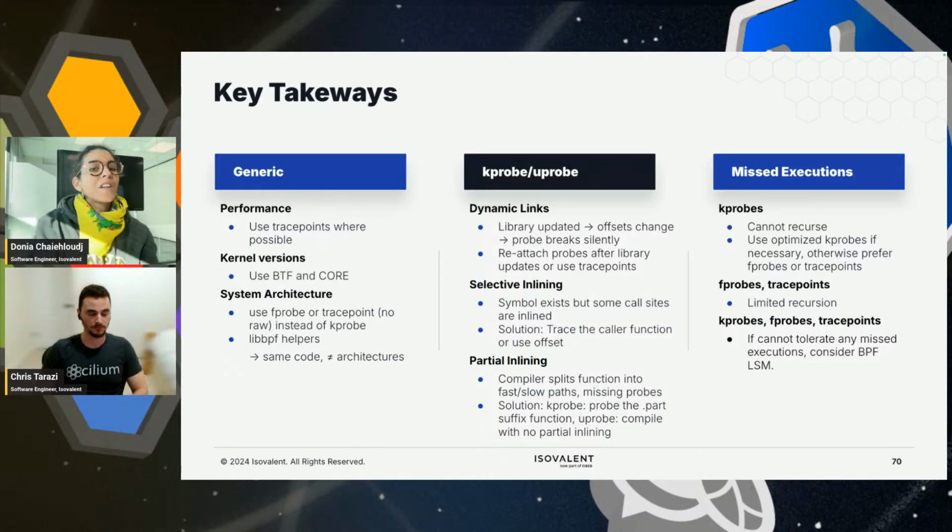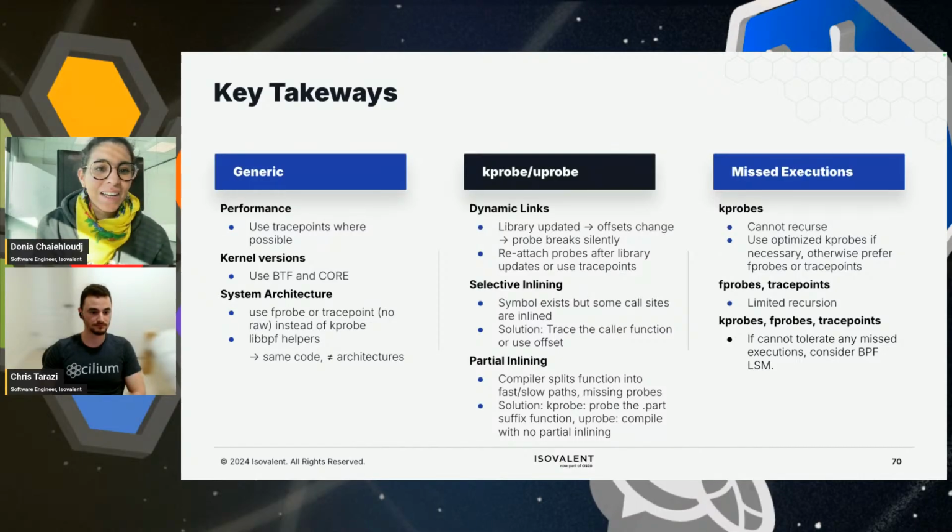We've seen regarding kprobe and uprobe on dynamic links that if the library is updated, the offsets are going to change and your probe can break silently. So you should reattach the probes after library updates or use tracepoints again.